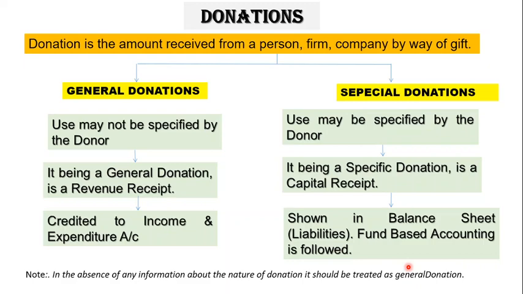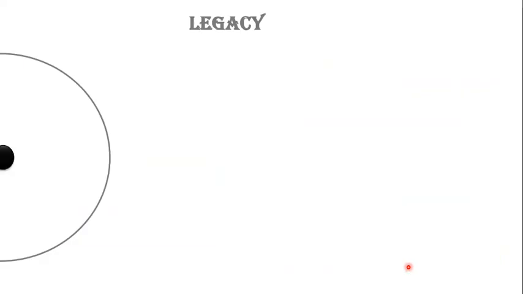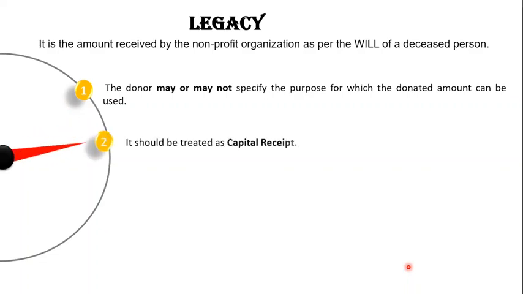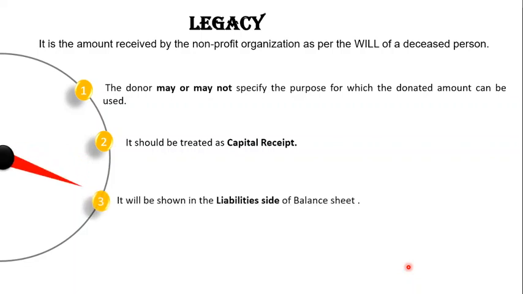Remember one thing, if only the word donation is given, then that will always be considered a general donation and will be credited to the income and expenditure account. Legacy is the amount received by the not-for-profit organization as per the will of a deceased person. It is not recurring in nature and the amount is big, so we are going to consider it a capital receipt, and of course it will be shown on the liability side of the balance sheet.